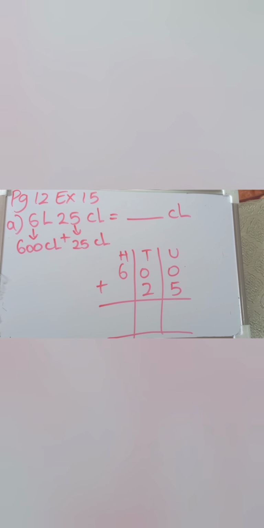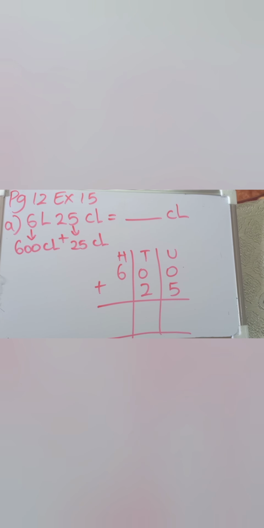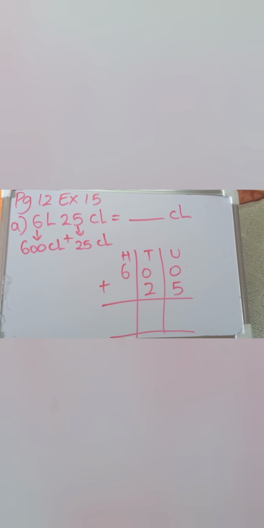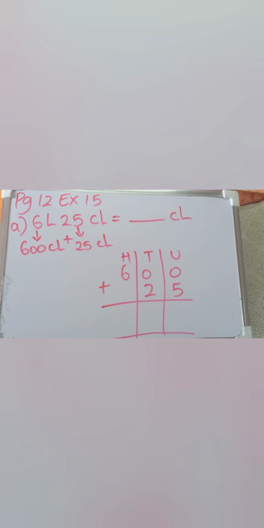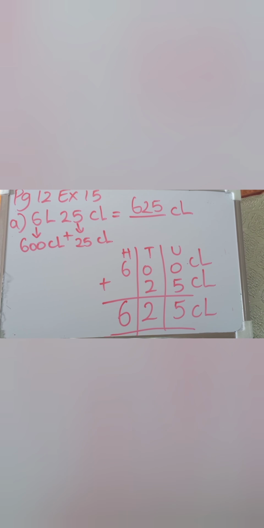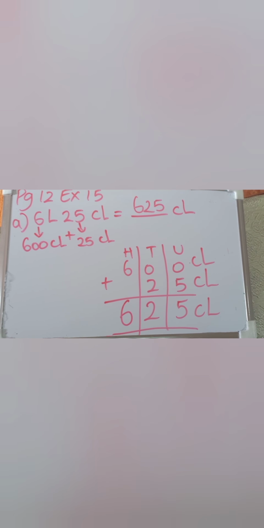Units column 0 plus 5, 5. Tens column 0 plus 2, 2. Hundreds column 6 plus 0, 6. So work it out in your copybook. And the answer is 625 centiliters. Now let us work out part B.